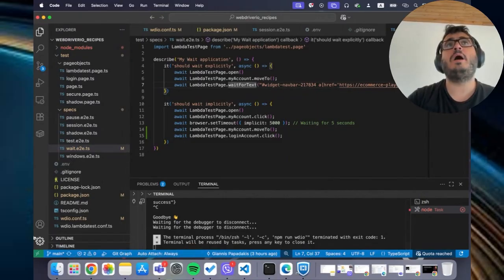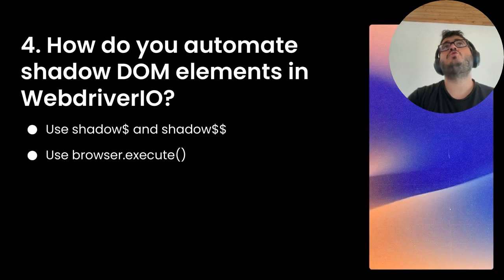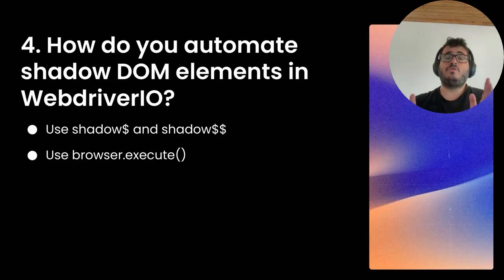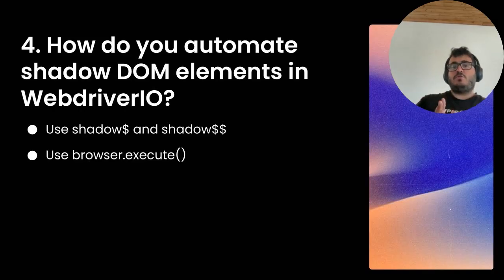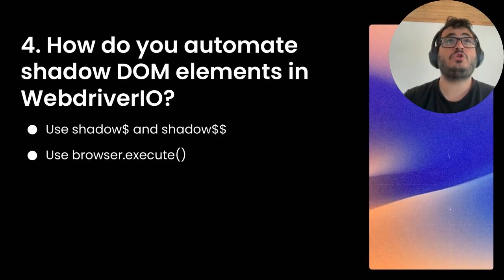Let's go back to my presentation, and let's go with the next question, which is how do you automate shadow DOM elements with WebdriverIO? We can use predefined API and functions like shadow $ and double sign, or you can use the execute. These are the two answers to this interview question. It has a predefined API, the shadow API, to interact with these shadow elements, or you can create your own custom implementation to do this using the browser execute.